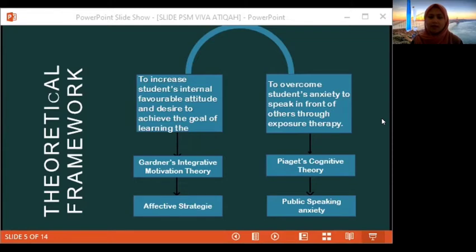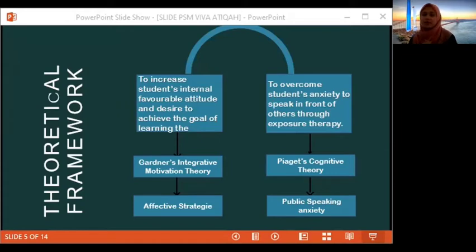And the integrative motivation theory of Turner is used to increase students' internal favorable attitude and desire to achieve the goal of learning. So, this theoretical framework shows our public speaking anxiety and effective strategy to reduce public speaking anxiety based on grounded integrative motivation. If students know how to adapt, especially as a member of another linguistic community, effective strategy can let a student be more confident in front of a group of people, because students get more motivation, and integrative motivation leads to greater success in public speaking.